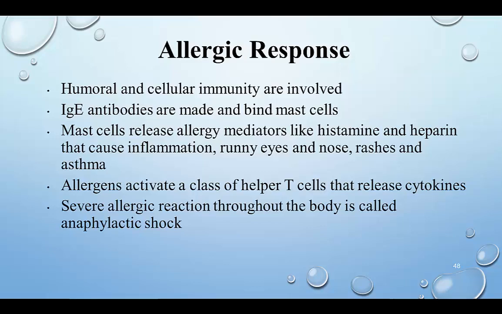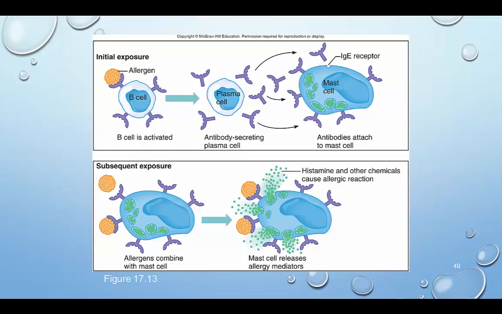It's your IgE antibodies which are made and bind to the mast cells. And it's these that release the allergy mediators like histamine and heparin that cause the inflammation, runny eyes, nose, rash, and the asthma. The allergen can also activate a specific class of helper T cells, and they release cytokines. Severe allergic reaction throughout the body is called anaphylactic.